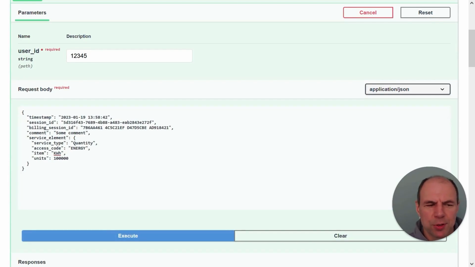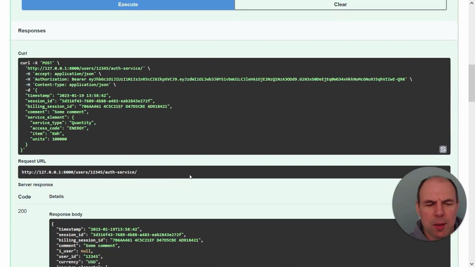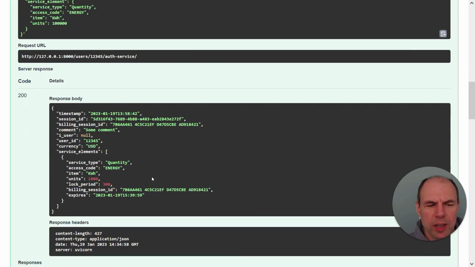Just to demonstrate, if we try to request some huge amount, no, it's not possible. We're only allowed up to 1,000 kilowatt hours because it's based on our credit limit.